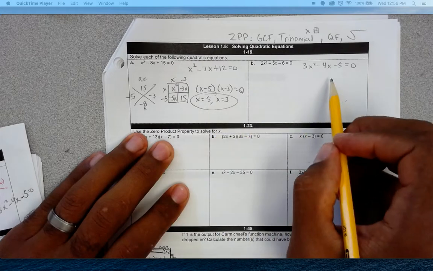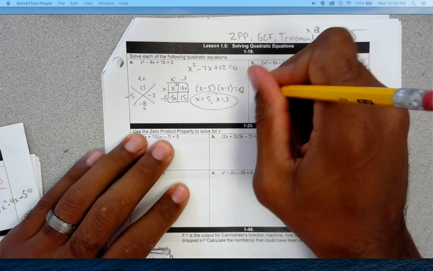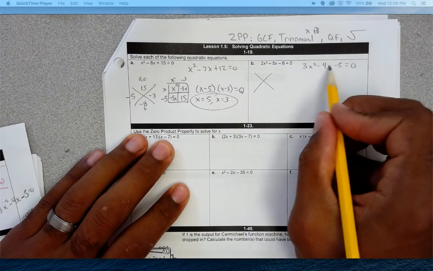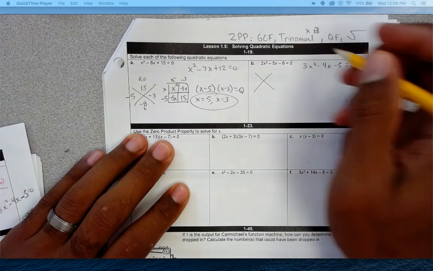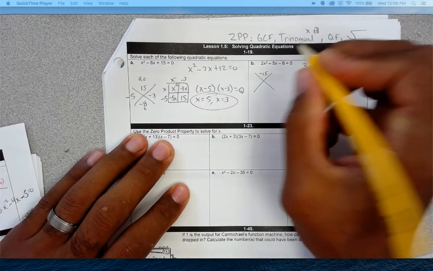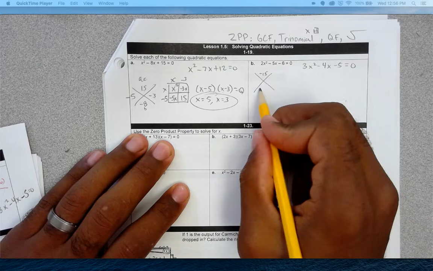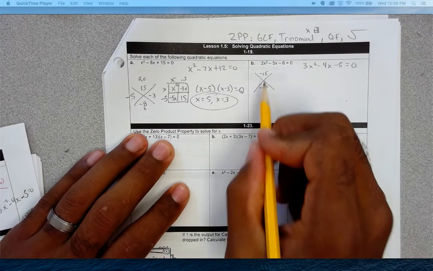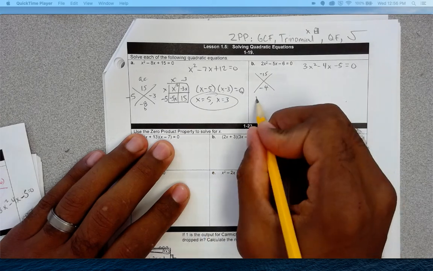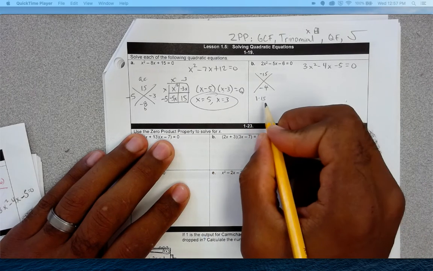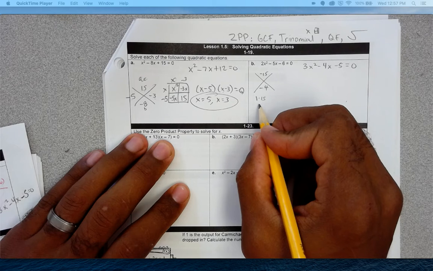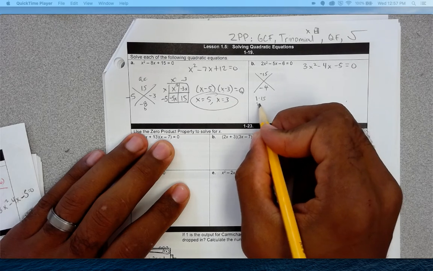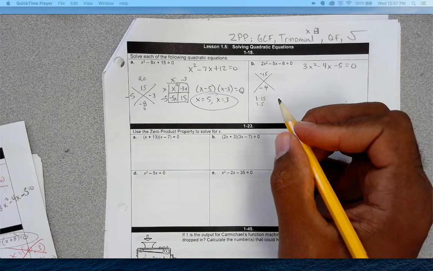Okay, so now let's go to the next one. Again, I'm going to try the zero product property. So I'm going to do 3 times -5, which is -15. It's my a times my c, and then put the b coefficient on the bottom. What two numbers multiply to -15 but add up to 4? Well, the only numbers that I know multiply to 15 are 1 and 5, 1 and 15, and 3 and 5.